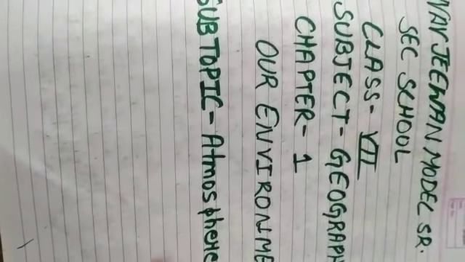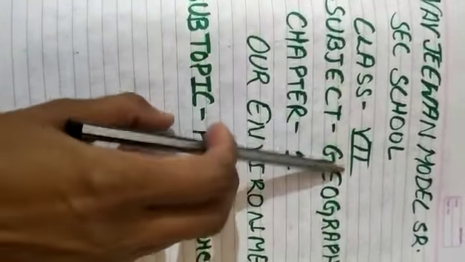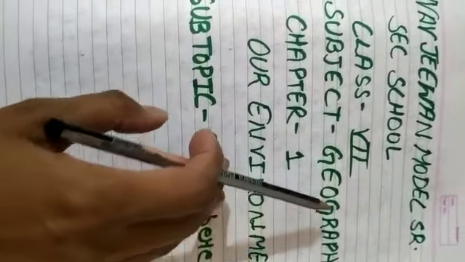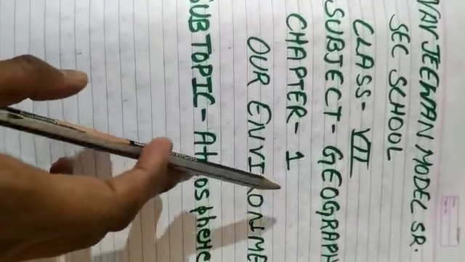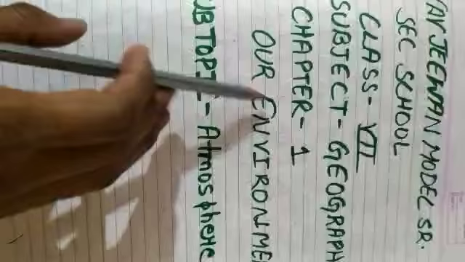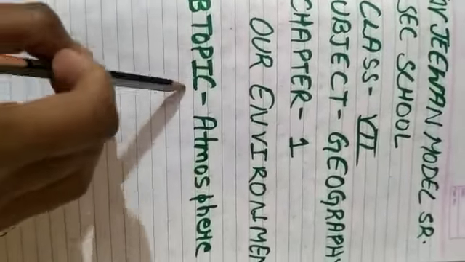Good morning. We'll start with class 7, subject geography. We'll start with the first chapter, that is our environment, and the subtopic is atmosphere.